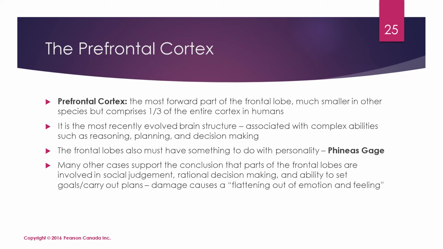Many other cases support the conclusion that parts of the frontal lobe are involved in social judgment, rational decision making, and the ability to set goals and carry out plans. So we do see that damage to these areas causes what we would call a flattening out of emotion and feeling. It causes almost a numbing if they're damaged. Therefore we know those areas must be important in those types of tasks.